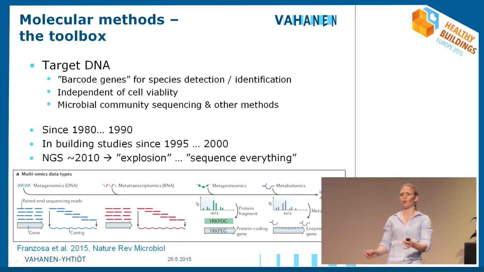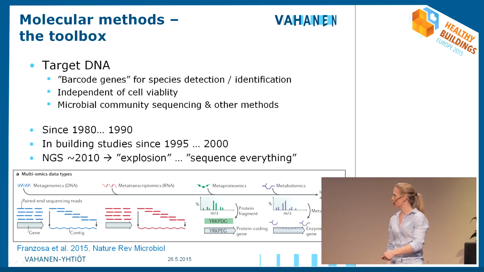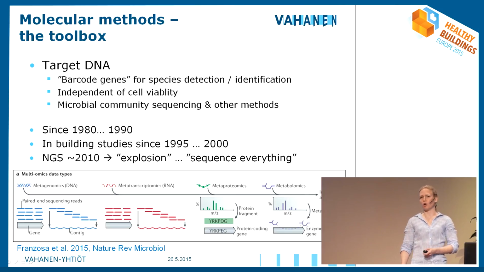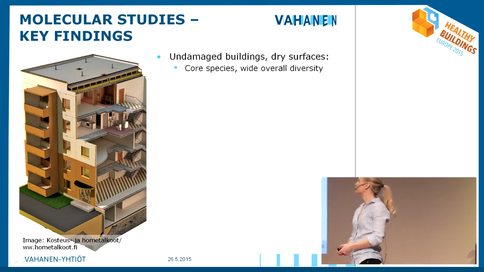And after going deep into the DNA, which tells about who is present, the next methods will deal with the functionality of those organisms in the samples. So we will dig into the RNA and the metabolome, the metabolic products, or all kinds of emissions and metabolic products that are produced by these microbial communities. So I will go through quickly what has been found thus far using these new fancy methods.